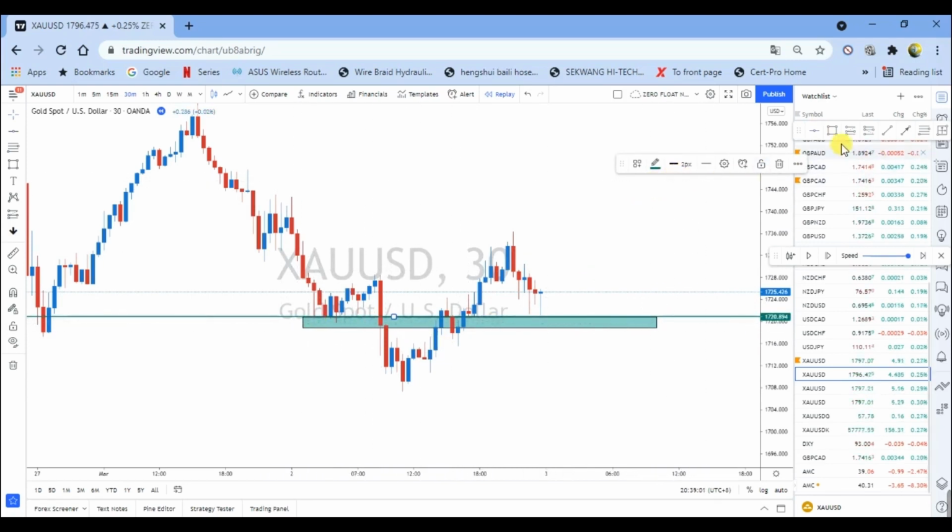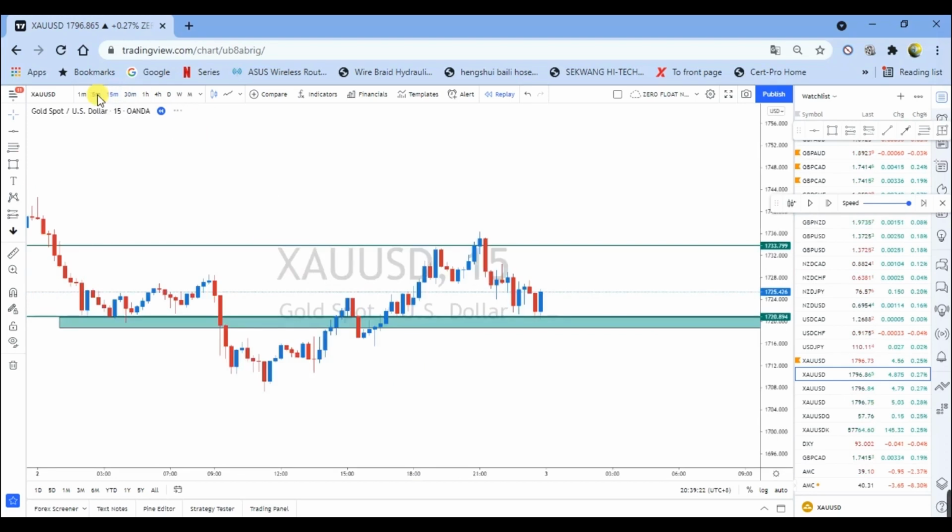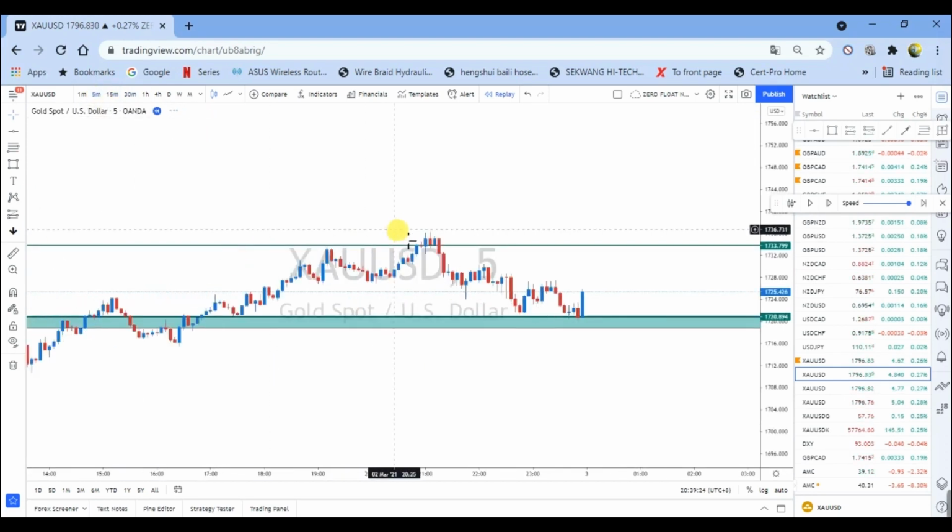Next thing is we want to mark our set TP. Okay, set our profit. So we set profit in this area. Our entry is 1720.894 and exit at 1733.799. Along this way, there are a lot of roadblocks. Let's move to the M15. Let's move to the M5.